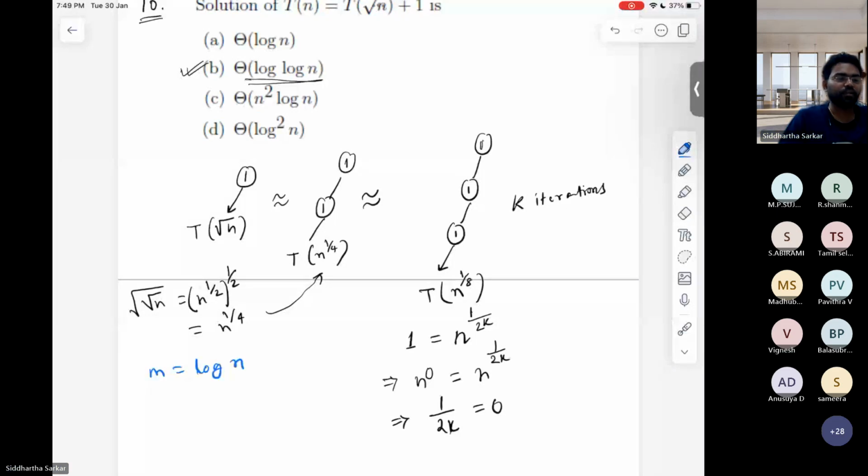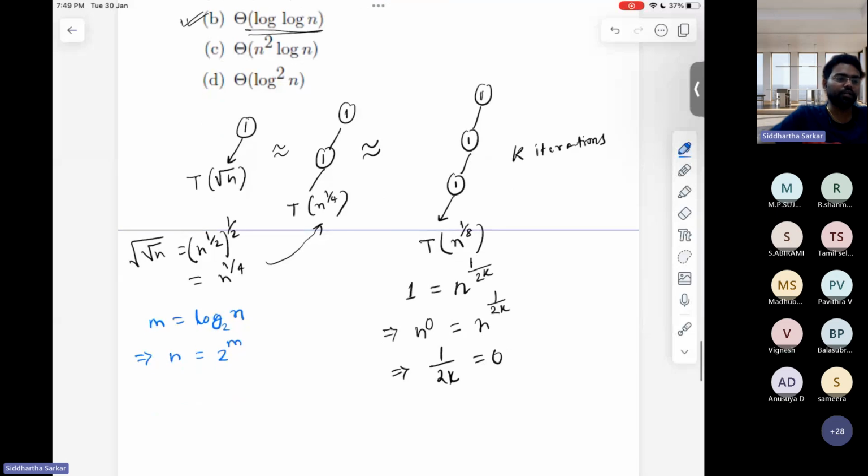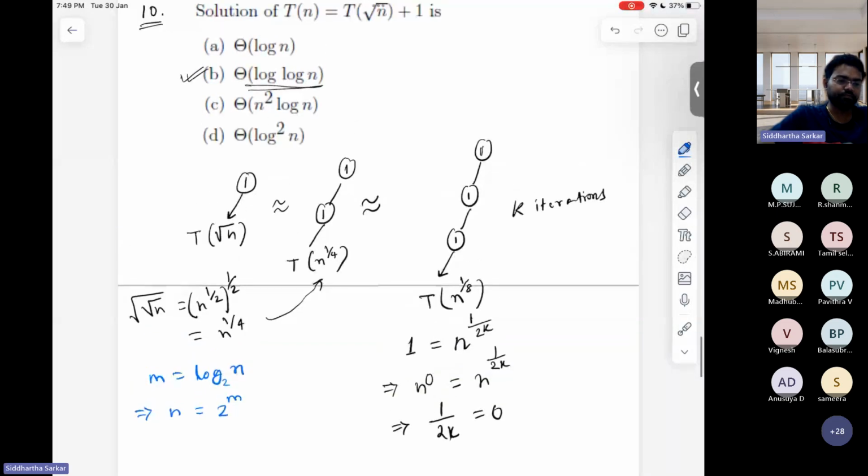Now what does this mean? This means that n is 2 to the power m. So we have base of log as 2; this is log to the base 2. After this transformation, we will be in business. This is the substitution we have made. Now what is the recurrence? T of n, where n is 2 to the power m.